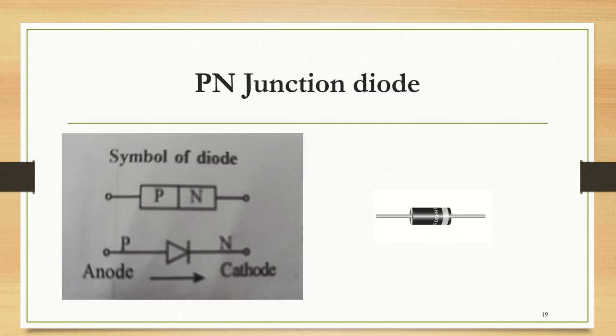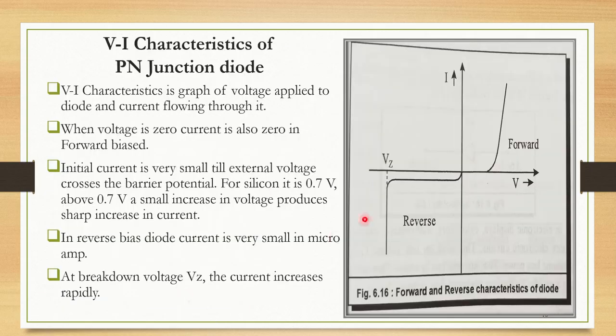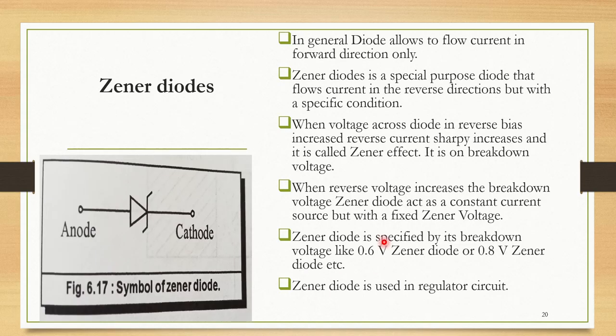When this increases further, the voltage will come down again, but current will flow continuously. Since at a fixed voltage, high current will be there. So when reverse voltage increases beyond the breakdown voltage, Zener diode acts as a constant current source, but with a fixed Zener voltage.